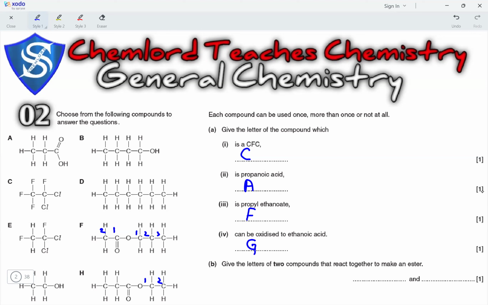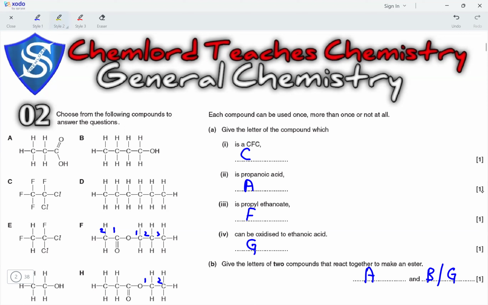Next, give the letters of two compounds that react together to make an ester. So we need a carboxylic acid and an alcohol. So a carboxylic acid is A. That is the only carboxylic acid in this list. And there are two possibilities for alcohols. B is an alcohol containing four carbon atoms, which means it is butan-1-ol. And we've got another alcohol in the form of ethanol, which is structure G. So A can combine with B to form an ester. A can combine with G to form an ester.